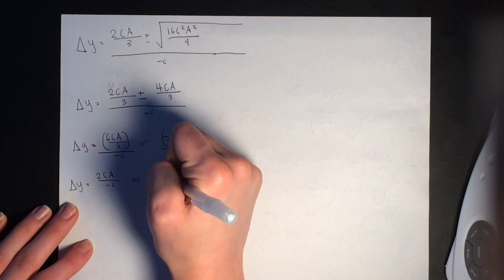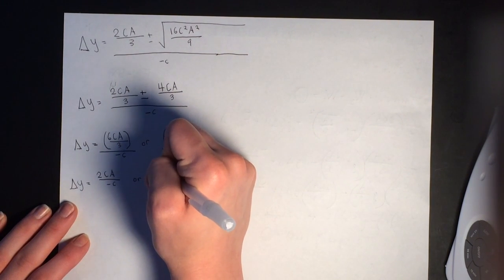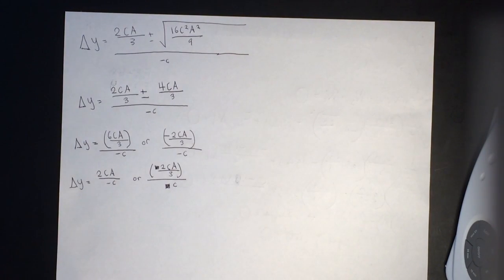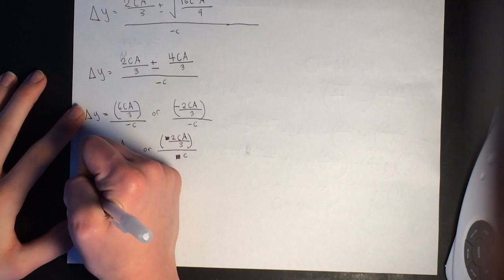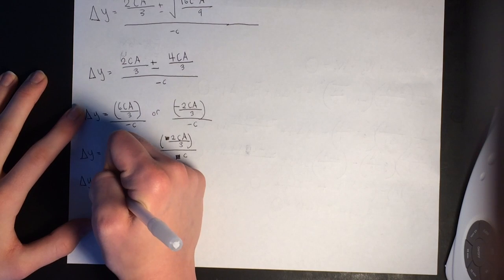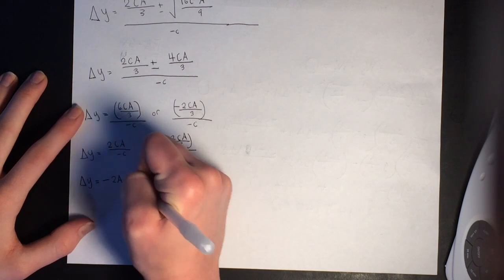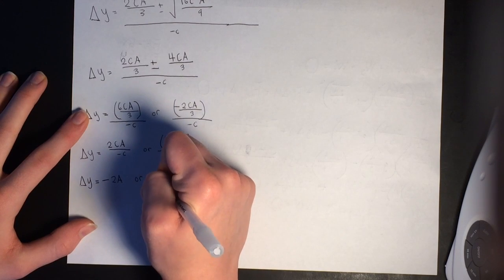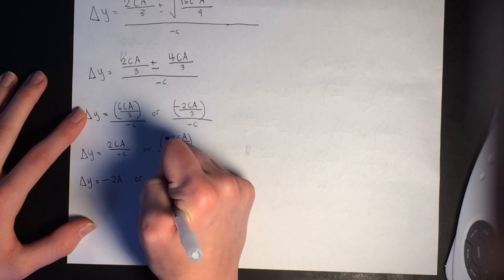Or actually, you know what we can do? We can cancel out the negatives so that everything is positive. There we go. Now what we're going to do is cancel out the c's. C divided by c, this just becomes negative 2a. Or c divided by c, this just becomes 2a over 3.